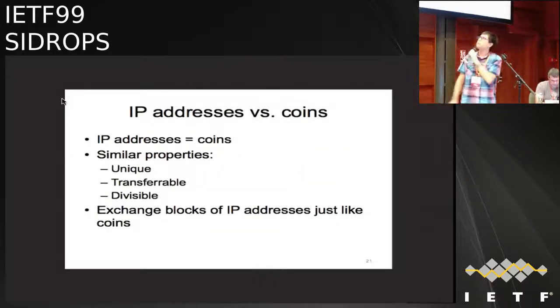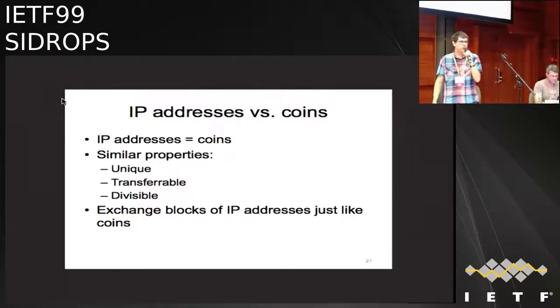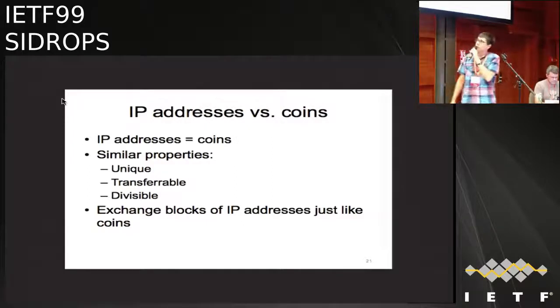So why blockchain? We can see IP addresses as coins. They share similar properties. They are unique, so two parties cannot hold the same block of addresses. These blocks of addresses can be transferred to another party, and they are divisible because I can split a block of addresses and allocate each chunk to a different entity. So you could use a blockchain to exchange blocks of addresses, just like in Bitcoin you send money to people.